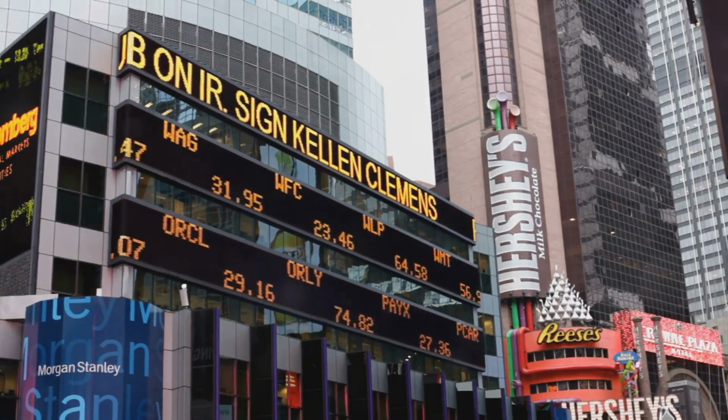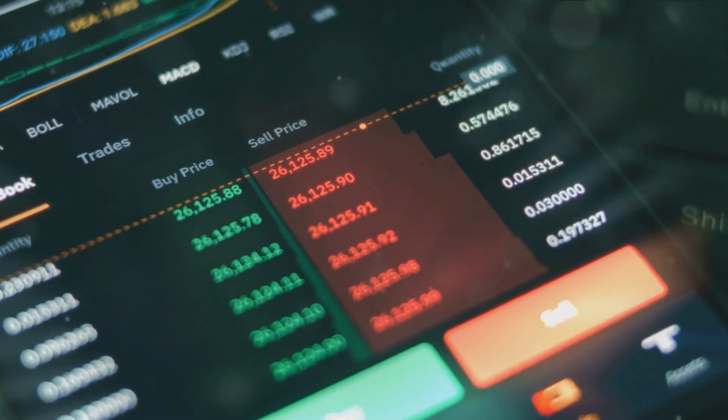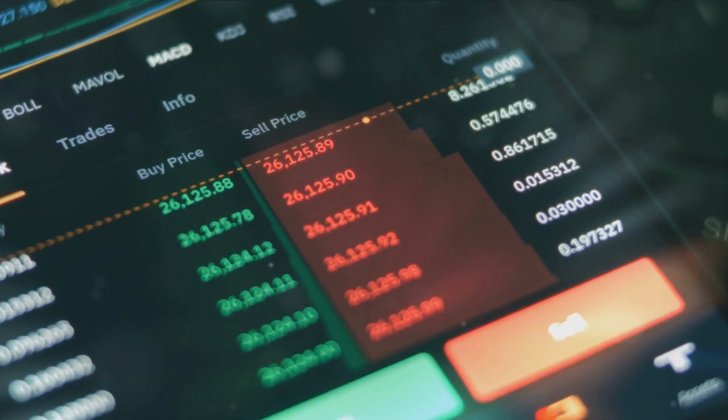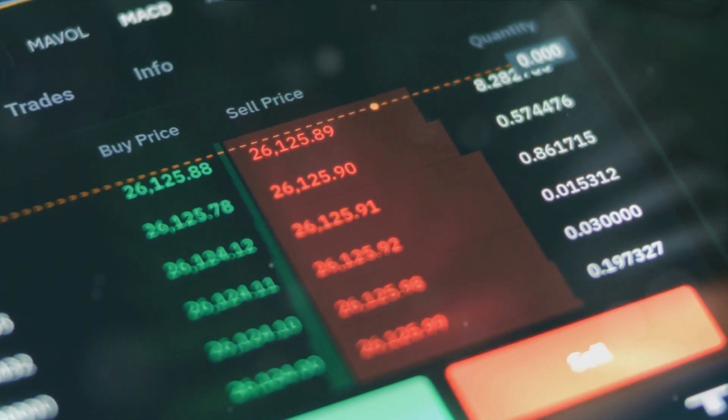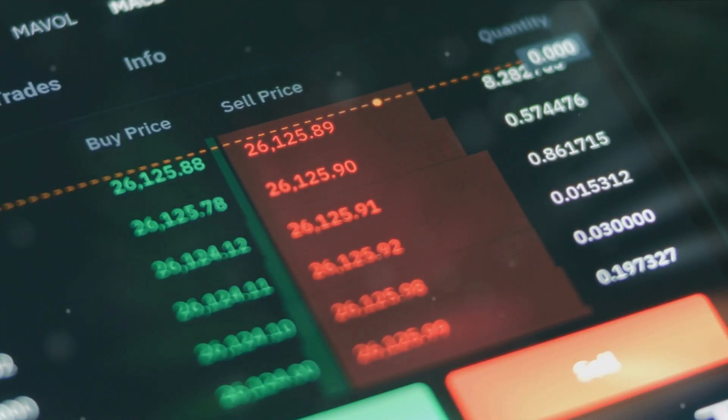The third component is the quantity. This represents the number of shares you intend to sell. If you're selling 100 shares, for example, your order applies to 100 shares. It's as simple as that.